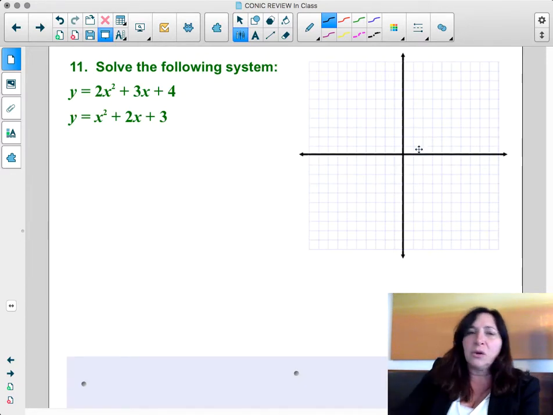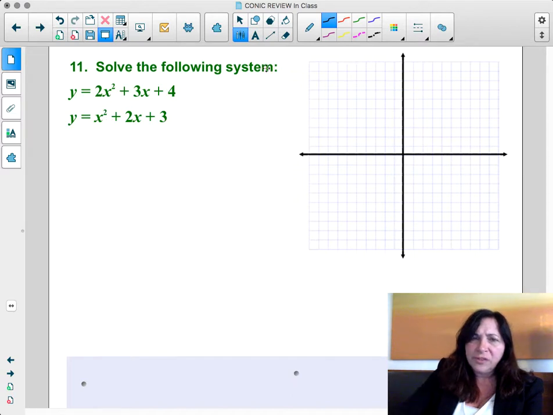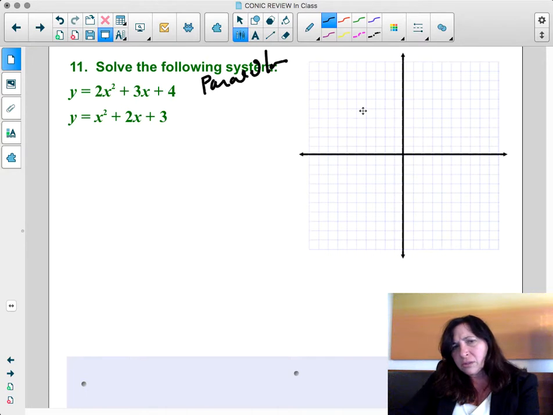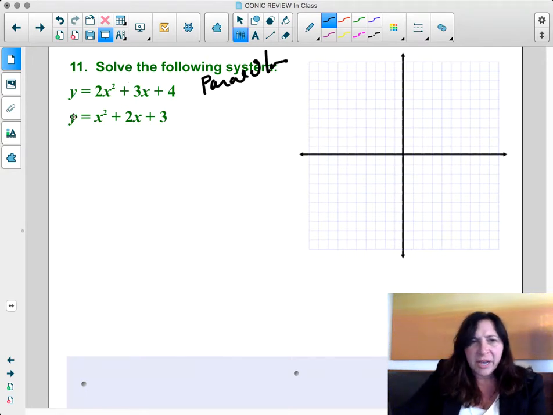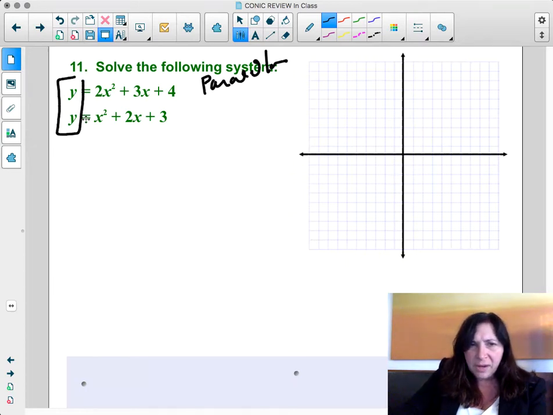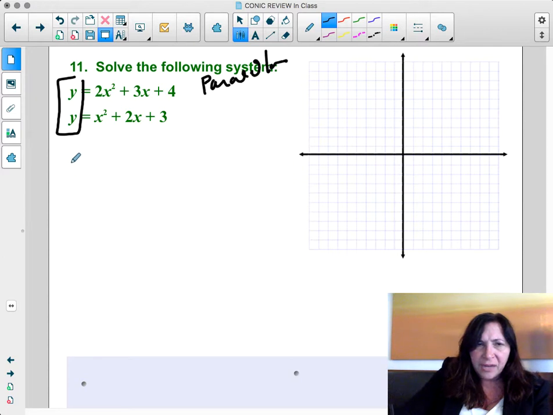This equation right here, x squared, solve the system. Again, this looks like these are both parabolas. This is a parabola for sure that goes up at 4. This is a parabola that starts at 3. I'm not sure these even intersect. Let's see. We're going to solve this by setting the y's equal to each other.